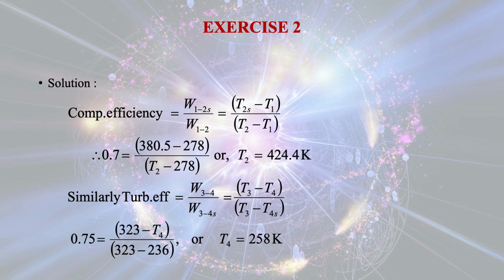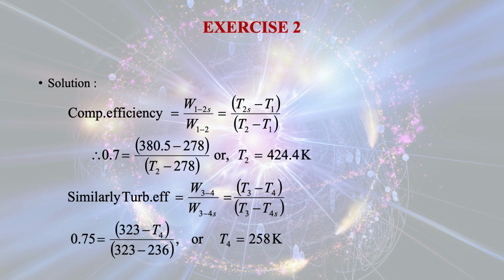Now, for this case, the compression efficiency is given as 0.7 is equal to the isentropic work divided by the actual work. So, the compression efficiency is equal to isentropic work done divided by the actual work done, that is equal to T2S minus T1 divided by T2 minus T1.